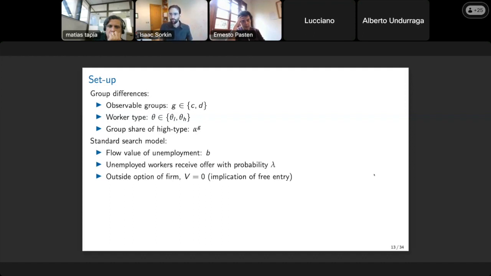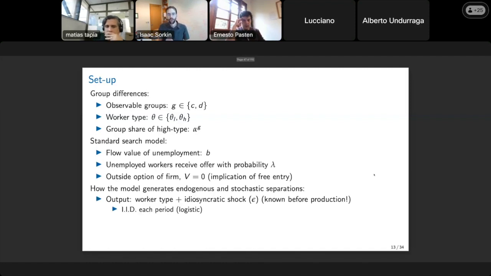So the flow value of unemployment is going to be B. Unemployed workers are going to receive an offer with probability lambda. The outside option of the firm is going to be pinned to V equals 0, which is an implication of allowing for free entry. The model is going to generate endogenous and stochastic separations in the following way. The output of the match is going to be the worker type plus an idiosyncratic shock epsilon, which is known before production, and it's IID each period.